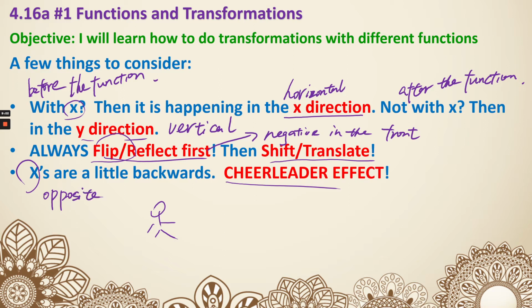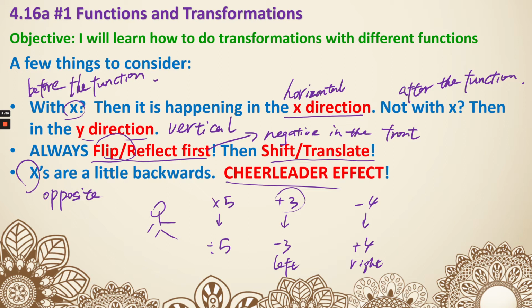Meaning if it's horizontal on x and is being multiplied with 5, let's say, we're actually going to do divided by 5 for the change. If it's adding 3, we're actually going to do minus 3. And in that case, that also tells you horizontally, if it's adding 3, it's actually moving to the left. If it's minus, let's say minus 4, that's actually going to be add 4 in our actual table, and that is going to be moving to the right. So that's the cheerleader effect.